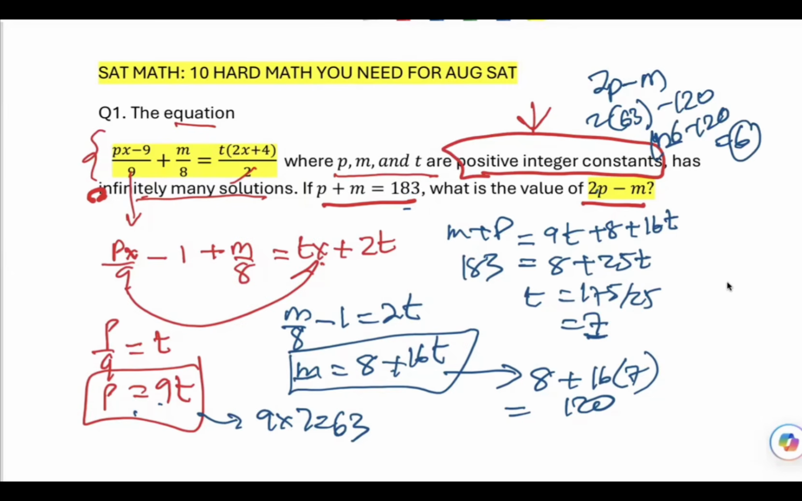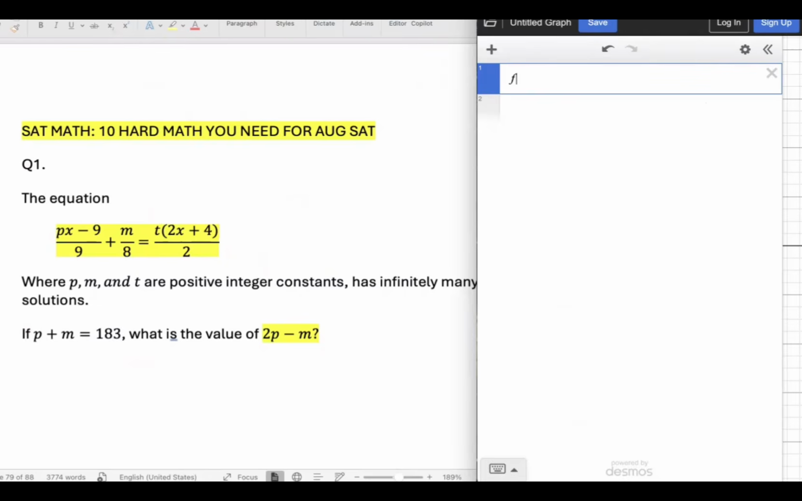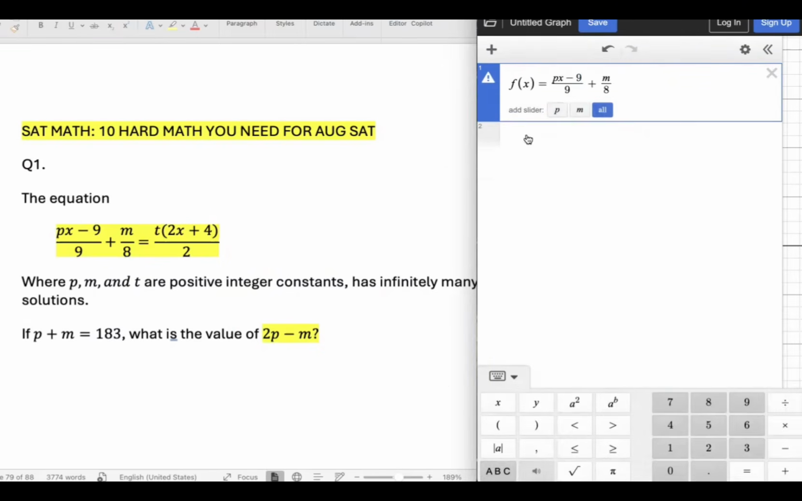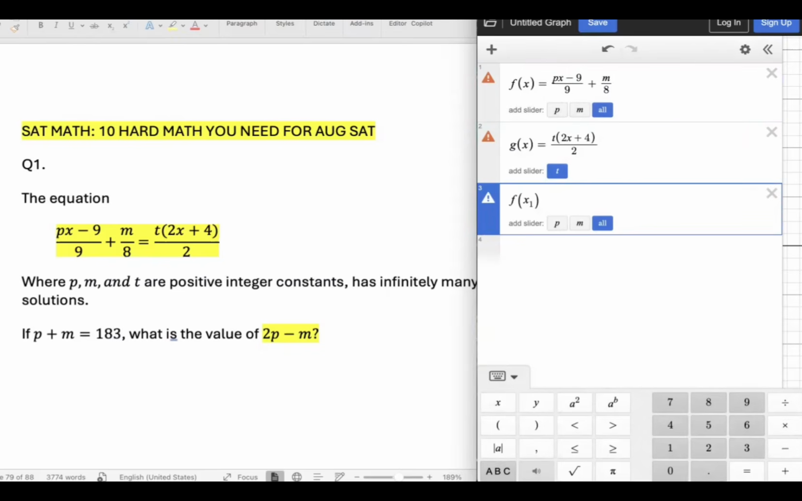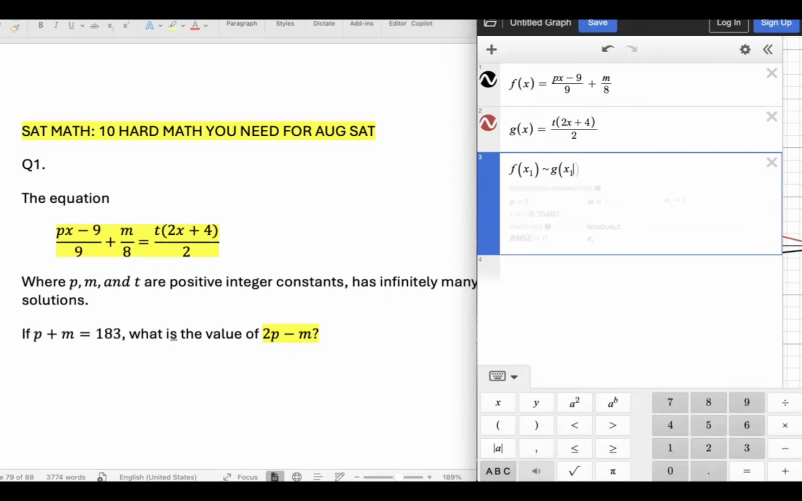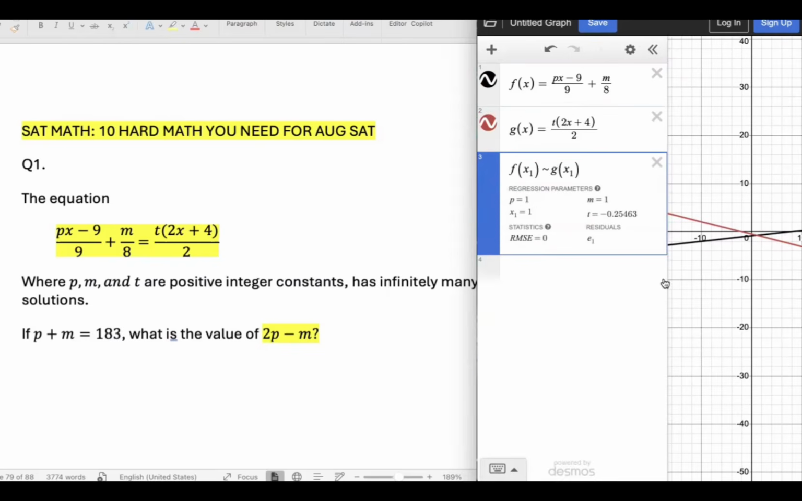If you want to use Desmos, let's go. If you use Desmos, just separate the two equations. Whenever they give you a function like that, it makes things easy. So I'm going to do two equations, but they are the same. I'm just separating them so that I can regress the two functions. Now, input your second function. I'm going to label it g of x. Same thing. Now, what you do is regress the two functions because they are the same based on the infinitely many solutions definition. And Desmos gives you these two equations.